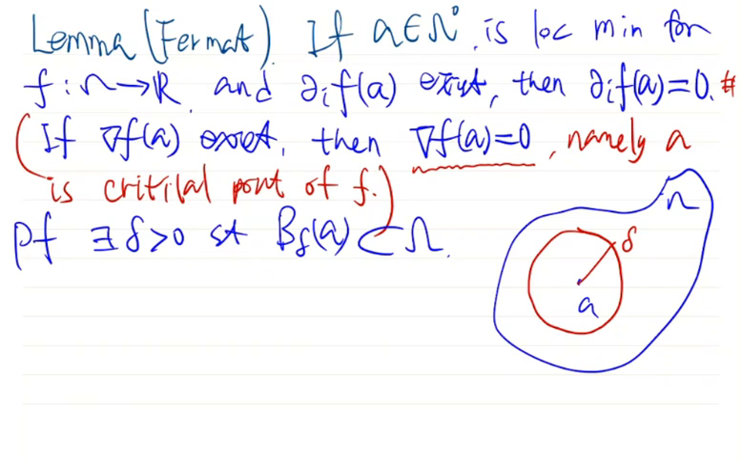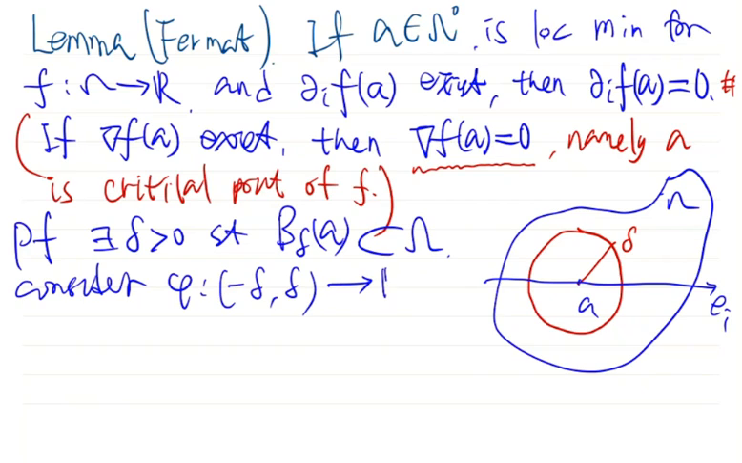Okay, then we consider, again we use our general idea: the multivariable function problem must be converted to a single variable problem. So we restrict our multivariable function f to the xi direction. Okay, so we consider this function phi from minus delta to delta to R. Phi of t is f of A plus t e i. This means we restrict f to this direction, on this segment.